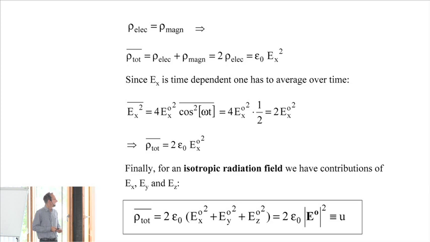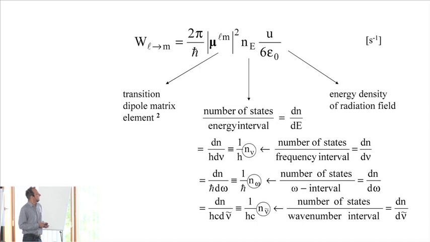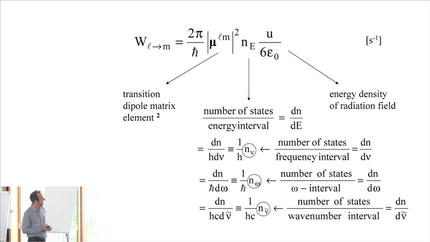U is U over 6 epsilon 0. Okay. So we finally have this expression here, which you can use. It's a golden rule again. It's 2 pi over h bar times the square of the transition dipole matrix element times the energy density of the excited states times the energy density of the radiation field.